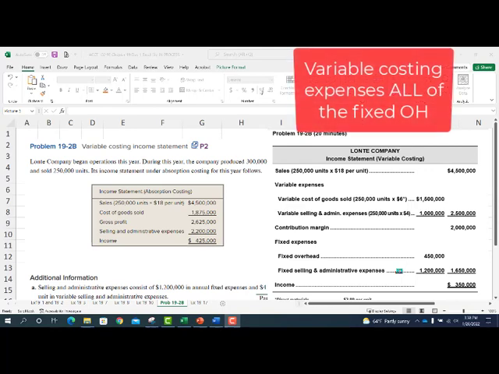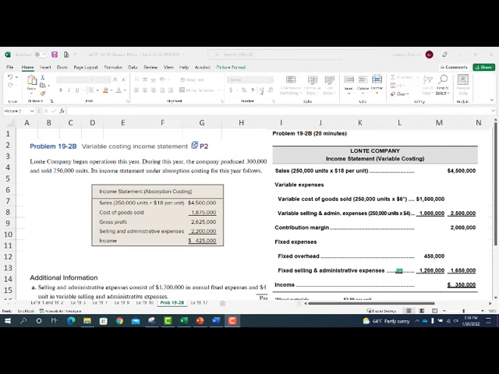Take a look at the income statement on the right. If you came up with net income of $350,000 using the variable costing income statement, consider yourself an expert, at least for this chapter. And let's finally move on to an application of how direct costing can be used for internal decisions.